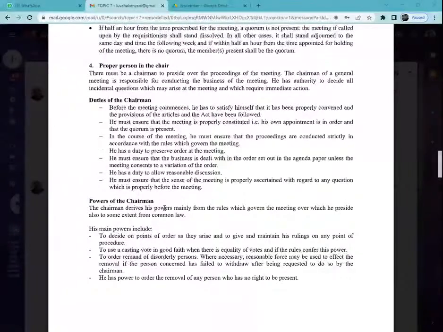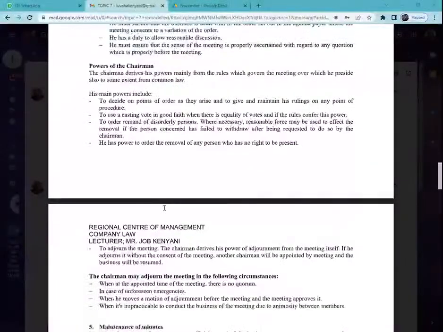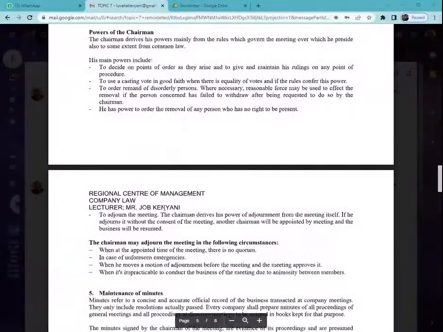Where necessary, reasonable force may be used to effect the removal of the persons concerned who have failed to withdraw after being requested to do so by the chairman. He has power to order the removal of any person who has no right to be present. And then the last one, to adjourn the meeting, or basically postpone the meeting, maybe to any other time.